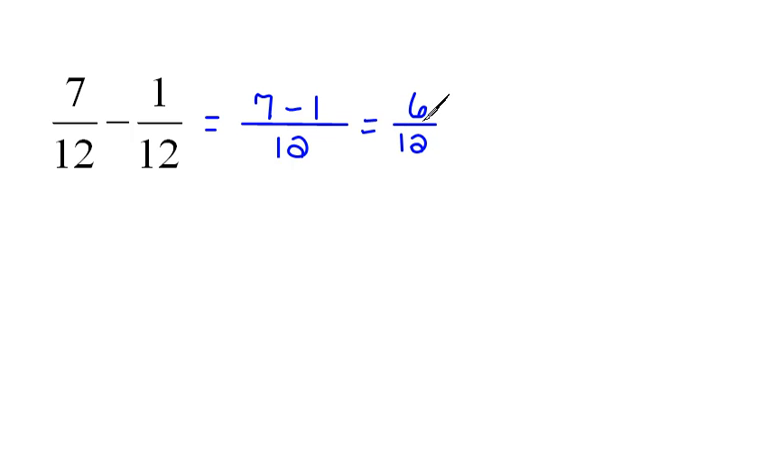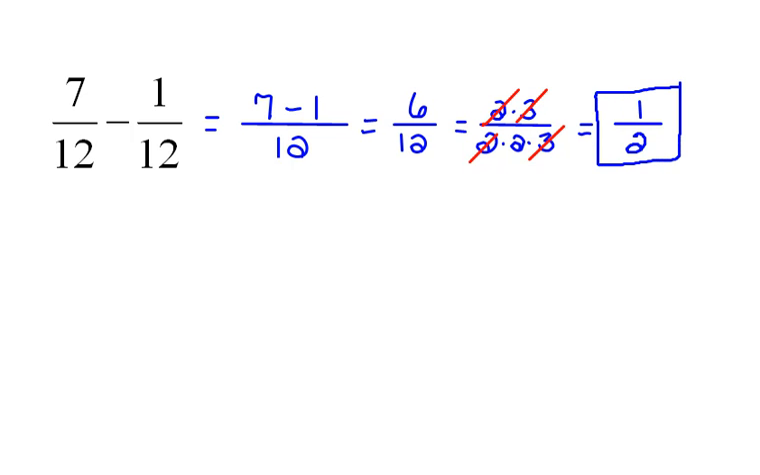Now let's look at this in its primes. So 6 would be 2 times 3, and 12 would be 2 times 6. 6 could be broken down into 2 times 3. And now we can cancel out those factors of 1. We've got 2 over 2 is 1, and 3 over 3 is 1. So all we're left with on top is a 1, and on bottom is a 2. So our answer would be 1/2.